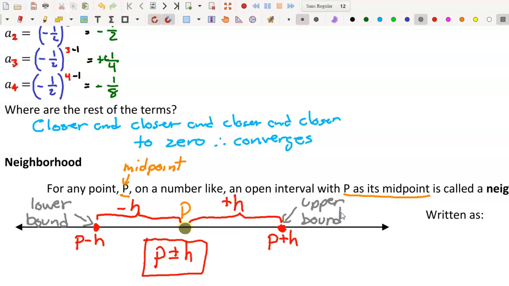And later on, some of these boundaries can be infinity. You could go 0 to infinity. You could go negative infinity to infinity. You could do a lot of different things. For now, we're just sticking with numbers. We're not going to get crazy just today.